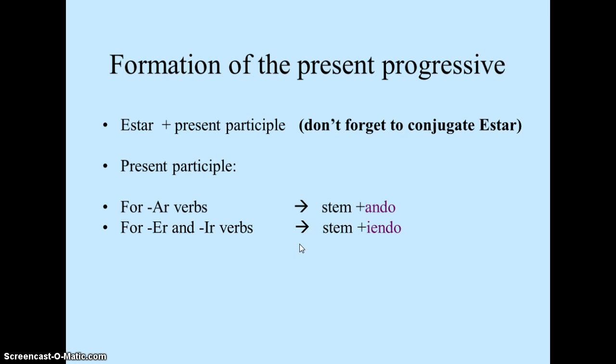Okay, so we have to worry about two things, estar and then the ando or iendo. So I would have hablando for talking and comiendo for eating and abriendo for opening. So if I wanted to say I am talking, I would just say estoy hablando. We are eating, estamos comiendo. They are opening, ellos están abriendo.